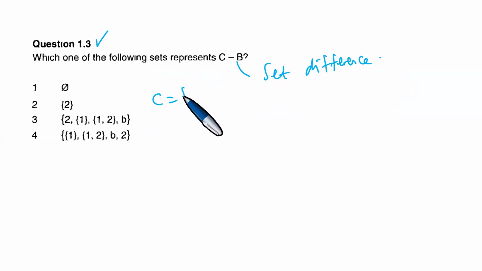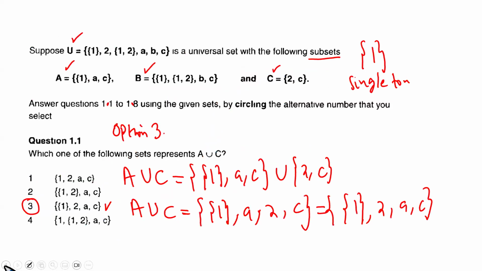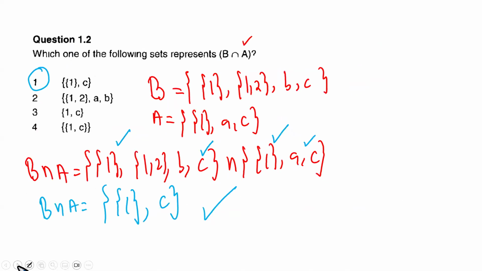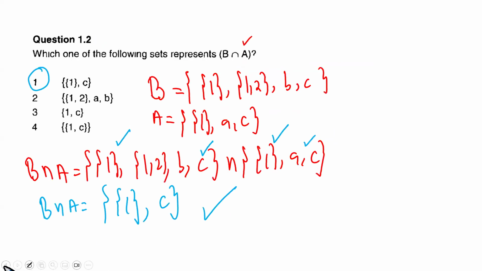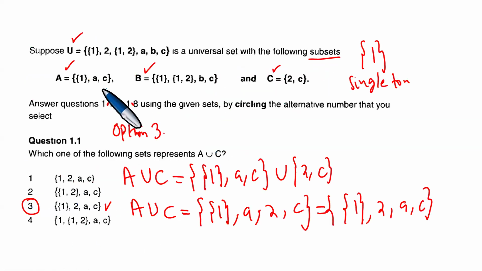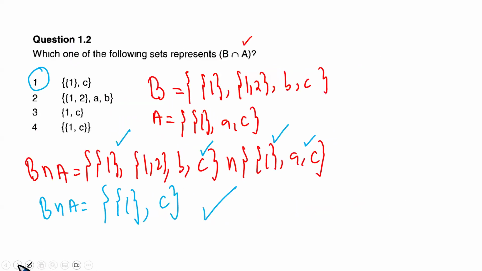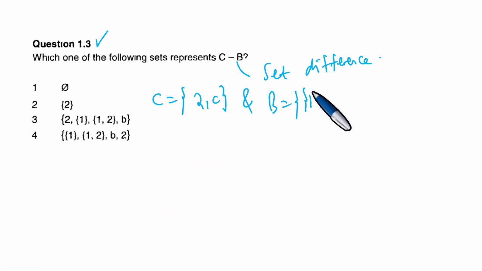We remember from the given information in this particular question paper that the set C contains elements 2 and C. 2 and C are members or elements of the set C, and we have the set B. The set B contains the elements 1, 1, 2, B, and C. We list those as well. So 1.